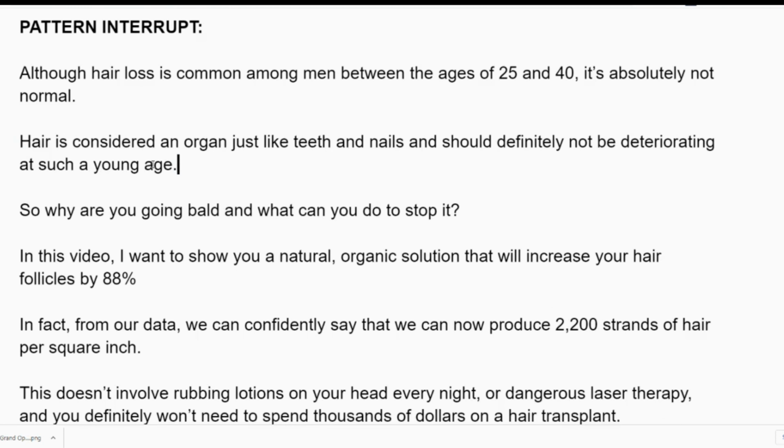And then here we've got some curiosity. So we want to be hooking them into the video by introducing some kind of pattern interrupt. A pattern interrupt is like a belief that they already had, and then you're going against it. People probably think hair loss is normal, but here I've said, no, it's not normal. Hair, teeth and nails shouldn't be deteriorating at a young age. So that kind of wakes them up a bit and makes them think, oh, is this for me?